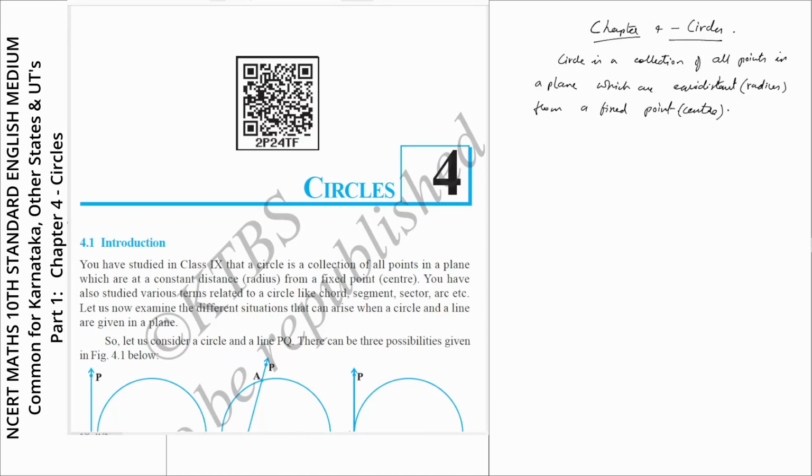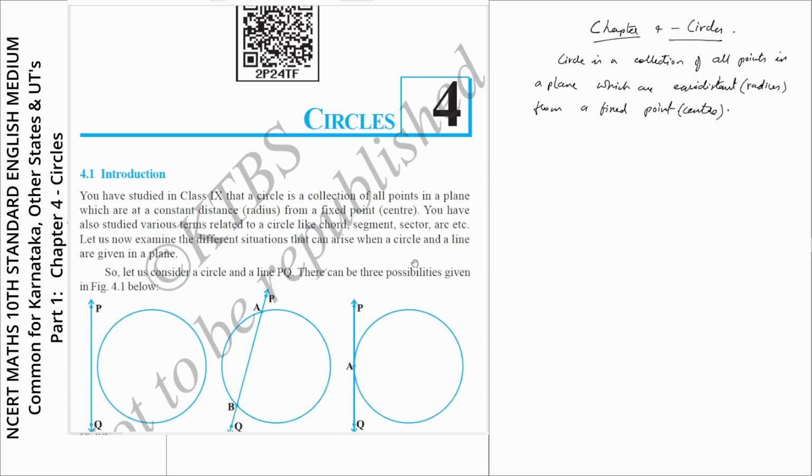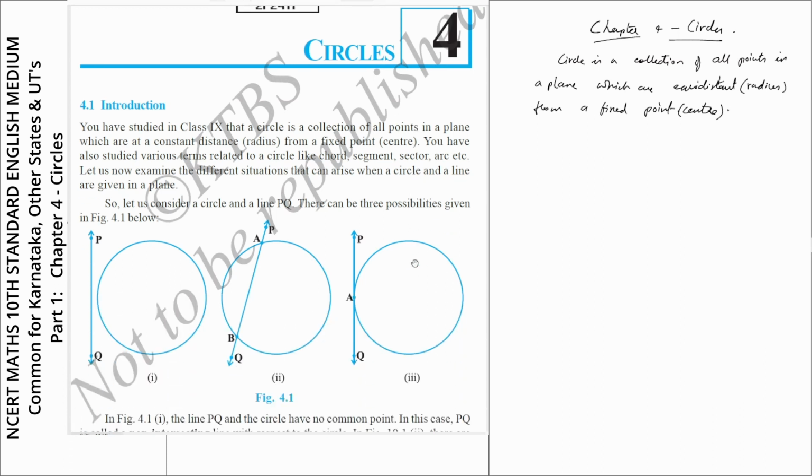10th standard, chapter 4, circles. A circle is a collection of all points in a plane which are equidistant from a fixed point. That equidistance is called the radius and the fixed point is called the center. This definition is given in your textbook.